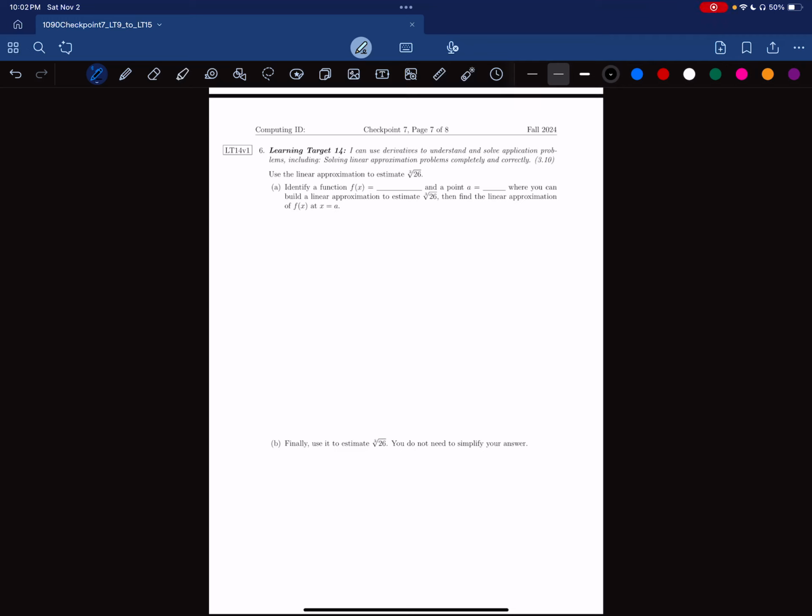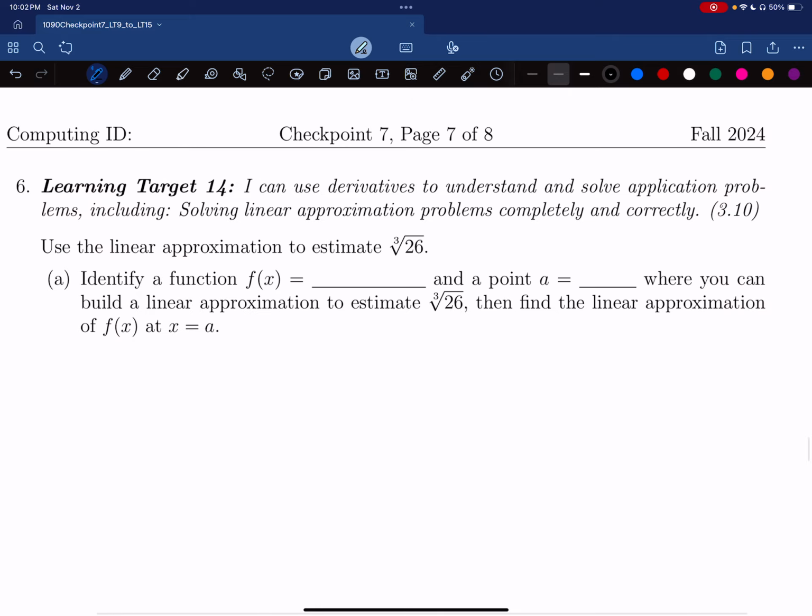Hey everybody, today I will be going over learning target 14, which is about linear approximations. So a linear approximation is a really good application of derivatives and tangent lines, and it's a good application because we can use these derivatives to very closely approximate a function that isn't the easiest to evaluate. For example, in this problem, we're dealing with the function x to the 1/3 power, or the cube root of x.